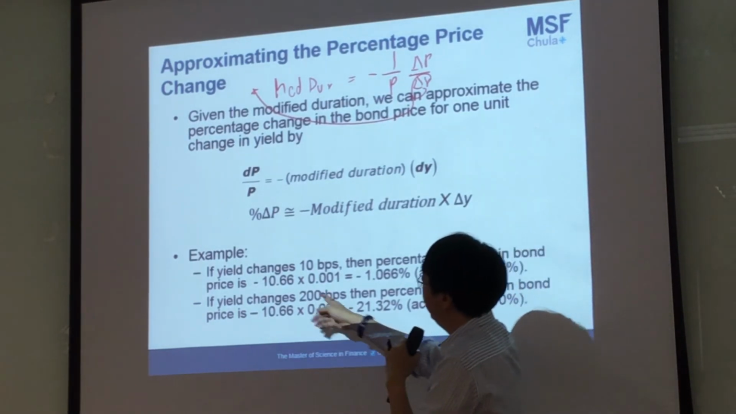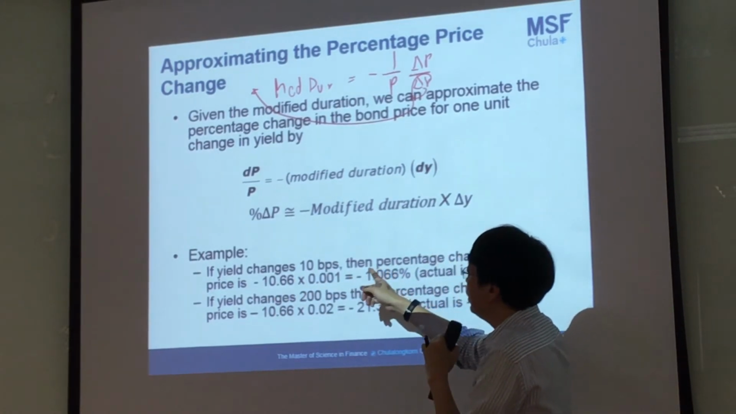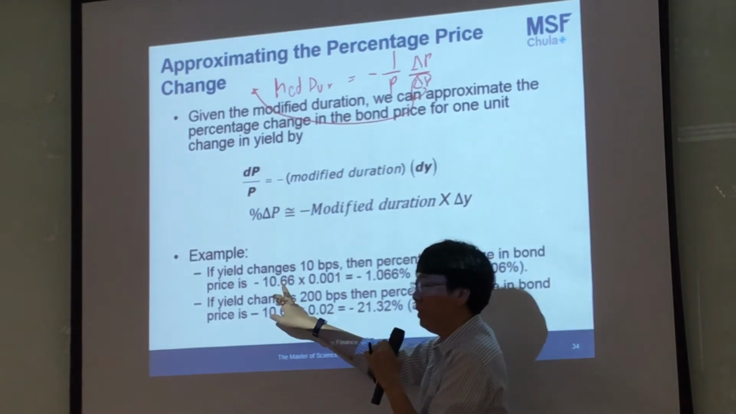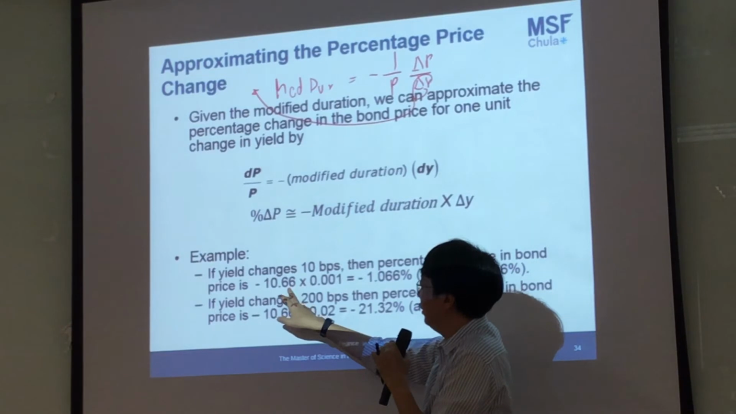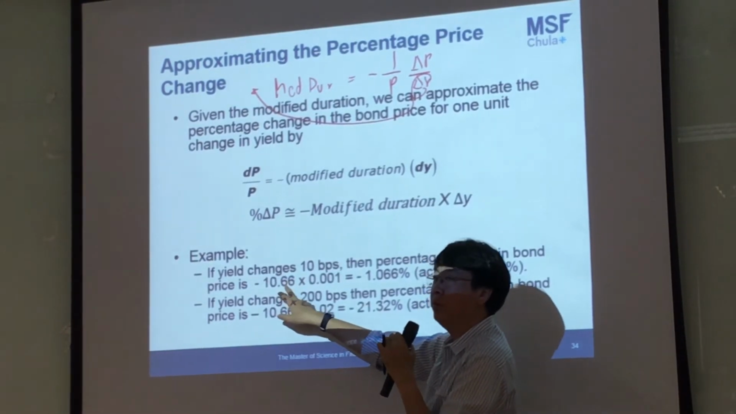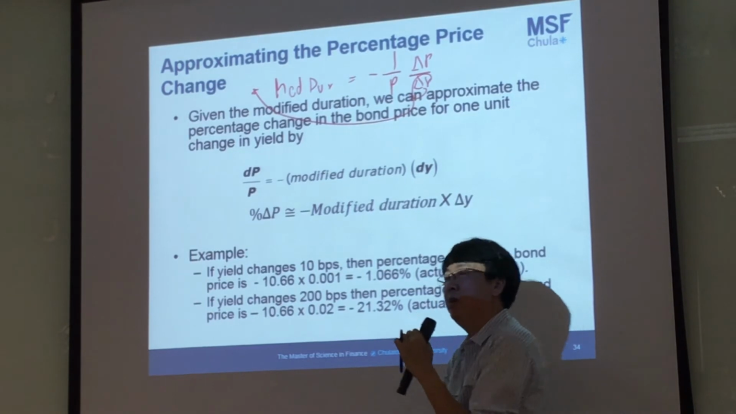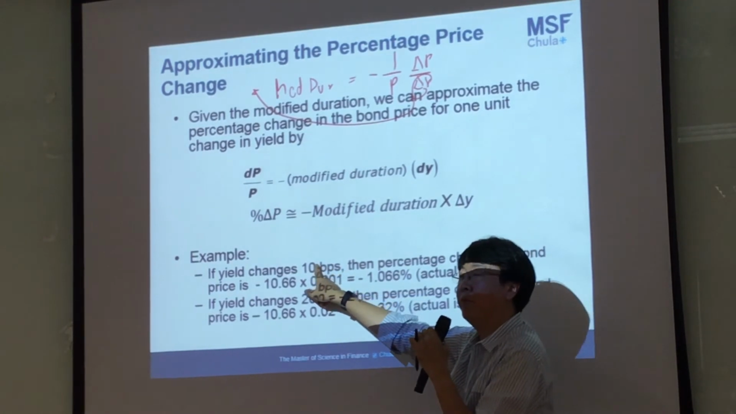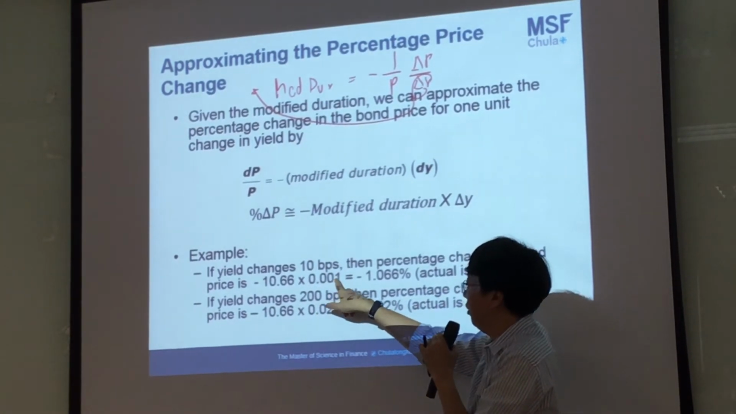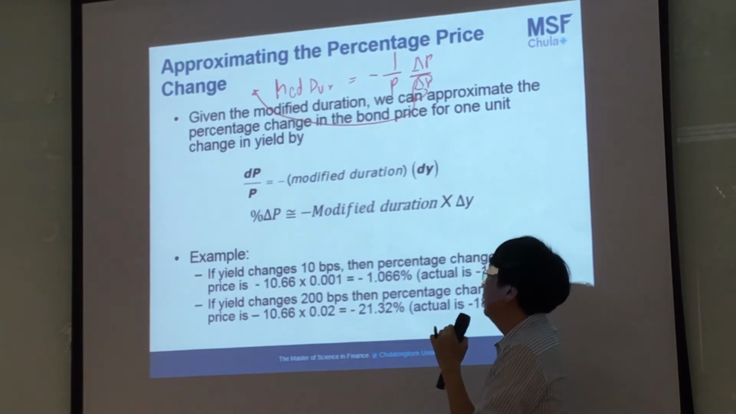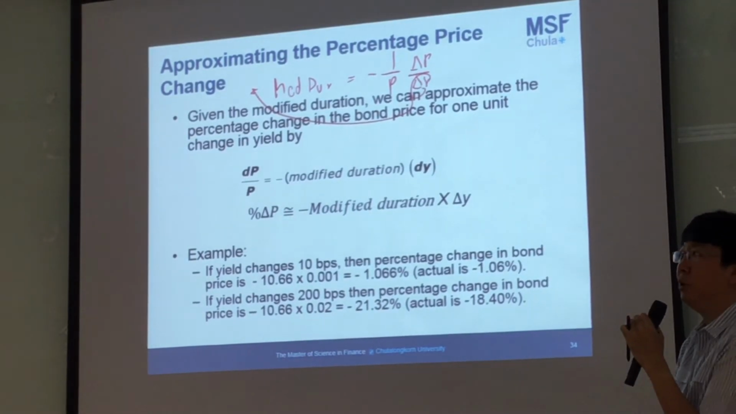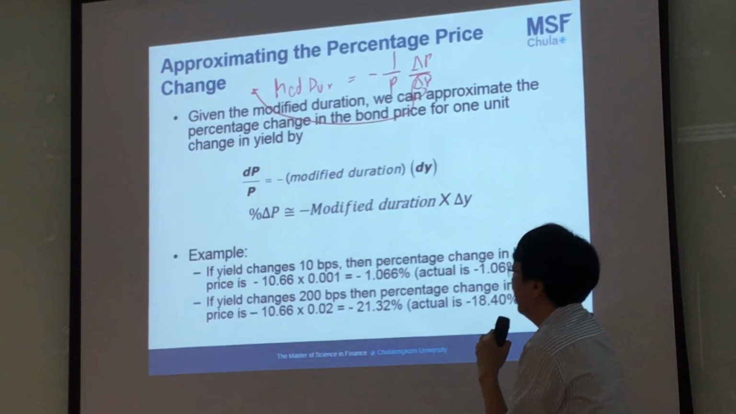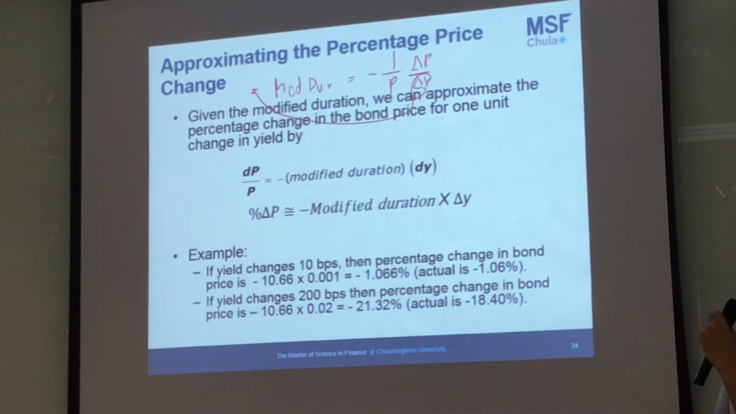Okay, so in this case, you can see that if the yield changes 10 basis points, suppose that the duration of this bond is 10.66. This is the modified duration to be specific, not the Macaulay. This is already the modified duration. Modified duration times delta Y of 10 basis points. 10 basis points is 0.001, right? And then multiplying this, we get about minus 1%.